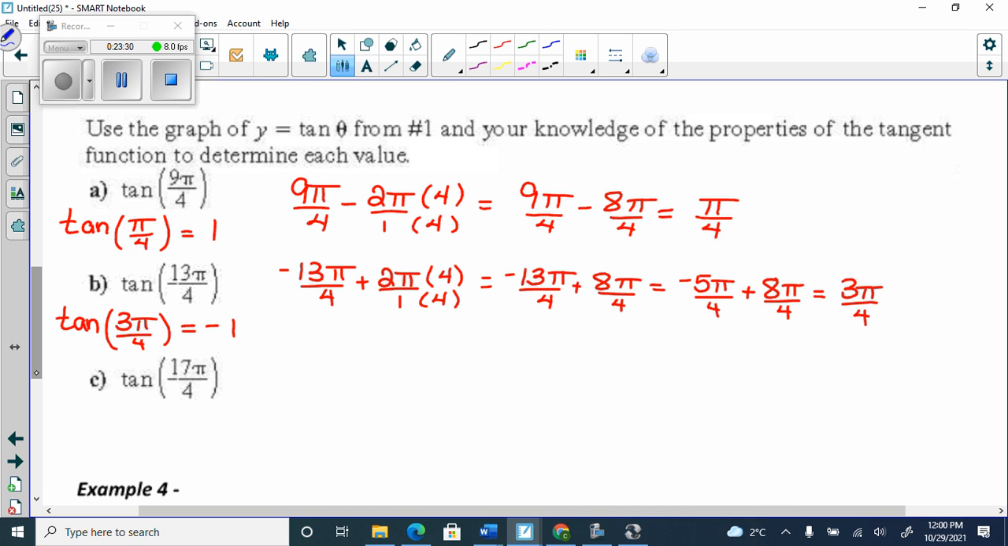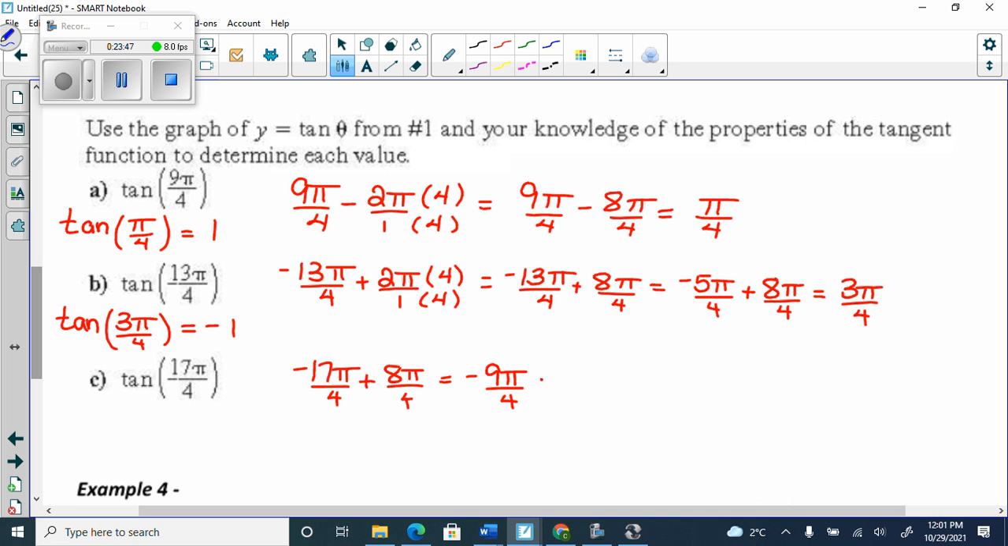And then we have tan of negative 17 pi over 4. This is getting bigger. Negative 17 pi over 4. If I add 2 pi, it's the same as adding 8 pi over 4, just because these are all over 4s, right? Which is going to get me negative 9 pi over 4.